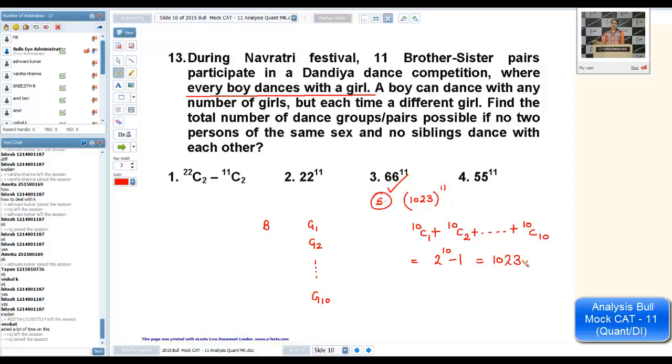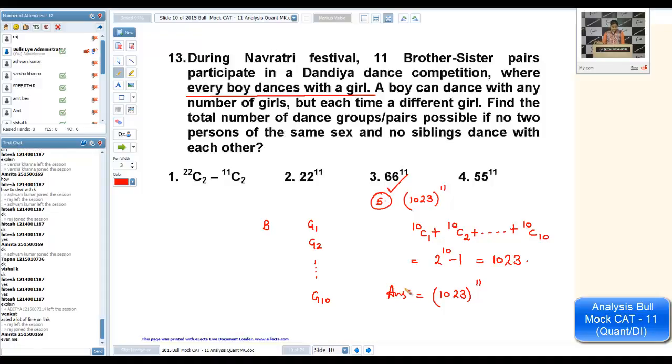So for every boy there are 1023 options. Since there are 11 boys, in total there will be 1023 raised to power 11 options. So that is the answer in this case.